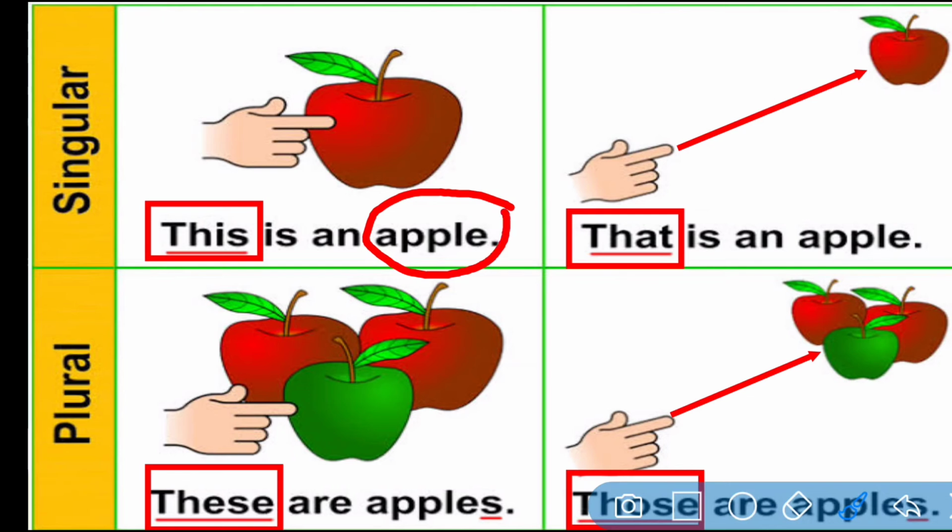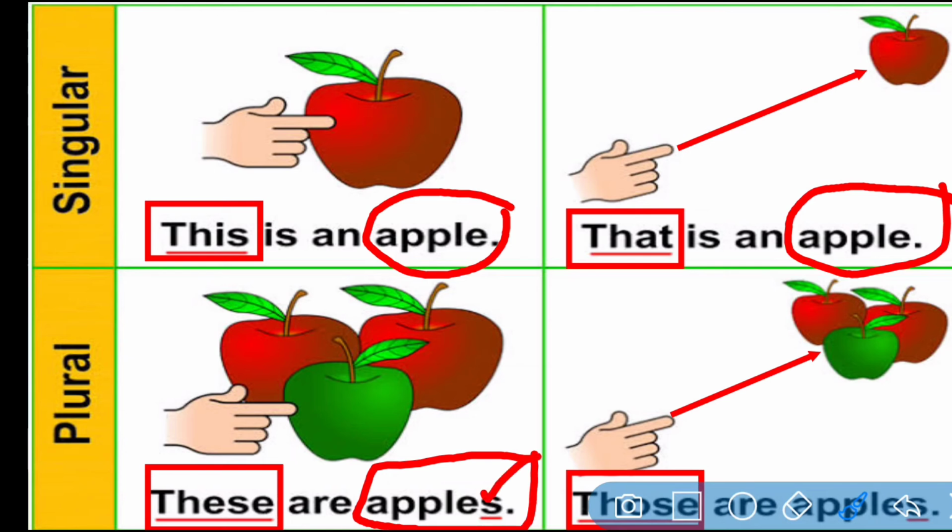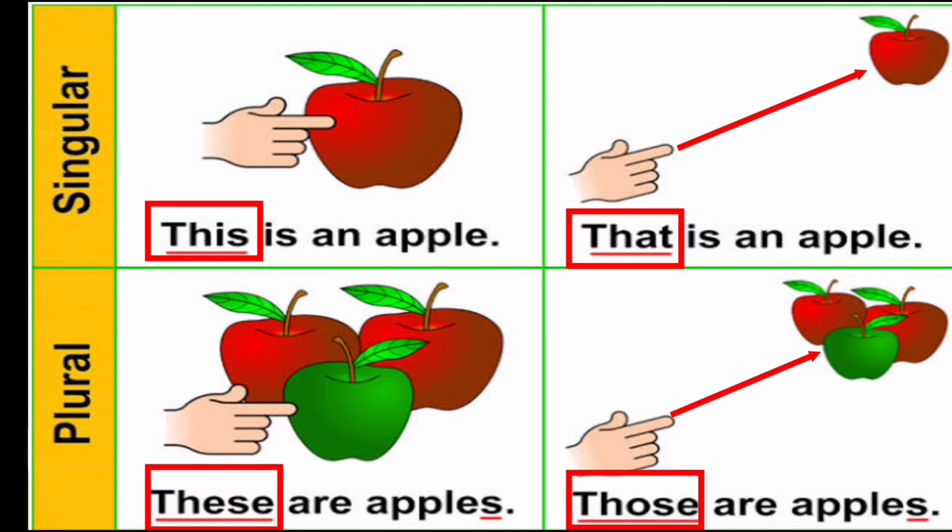This is an apple. Here also only one, but far away, that is an apple. But here down below, these are apples. Look here, we have an S because we have more than 1. Same here also, these are apples. We have an S, apples, because there are more than 1. Okay, students, are you clear with this one?